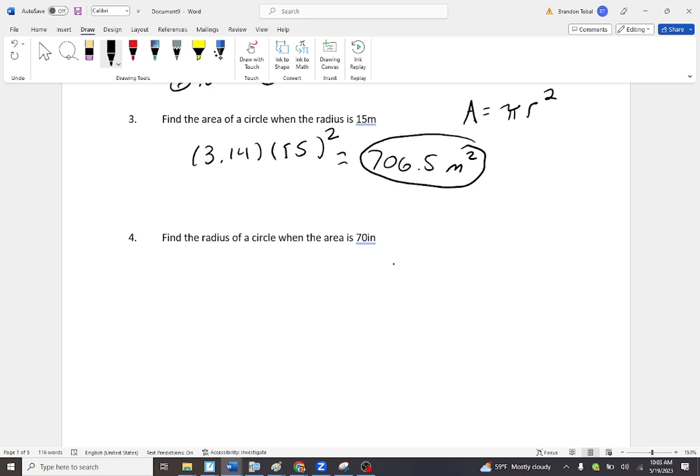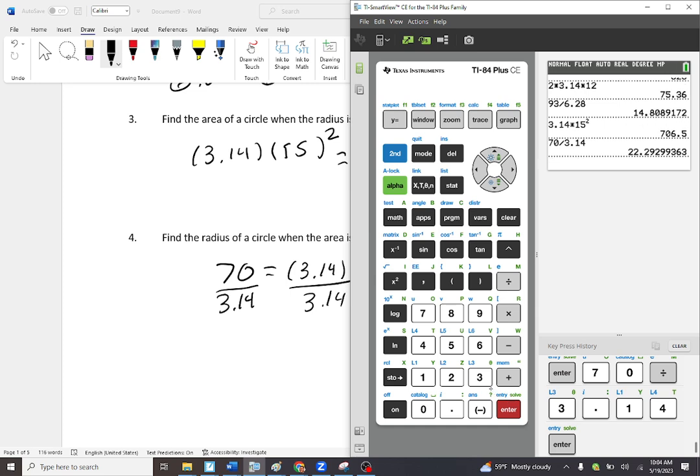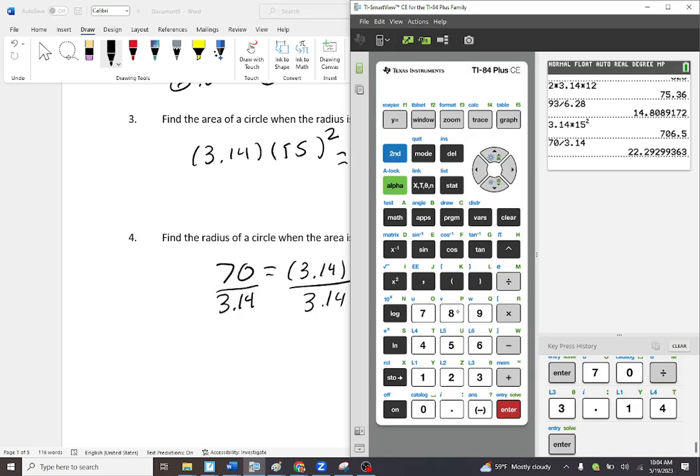This one. Find the radius of a circle with the area of 70. Again, it's a reverse situation. So 70 equals pi, which is 3.14, times r squared. So first thing we're going to do is divide it by 3.14. I would like you to explain, but I want to make sure the video gets it. So I'm going to divide by 3.14 on both sides. You divide because you're trying to get the radius by itself, the r. So then you have 22 point, let's say, 3.